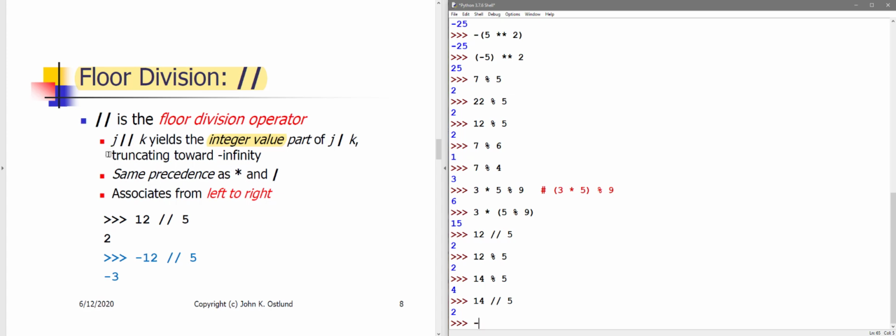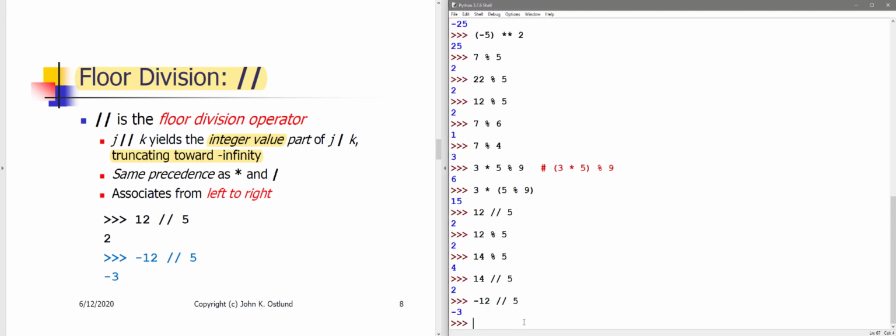Now, floor division always truncates the value in the direction of negative infinity. So if I compute minus 12, we'll do the example from the notes here, floor divided by 5. Now, minus 12 divided by 5, going in the direction of negative infinity, to get down to the next value that would be evenly divisible by 5, what I get is a minus 3.